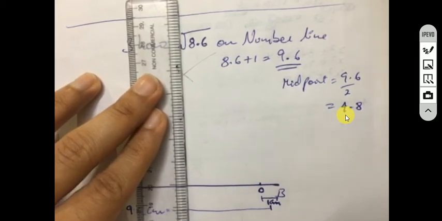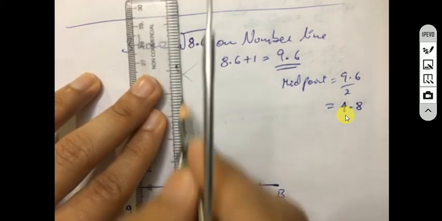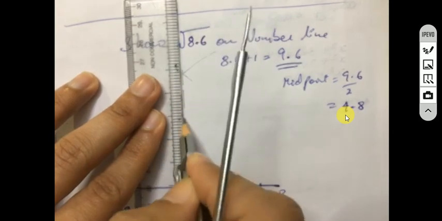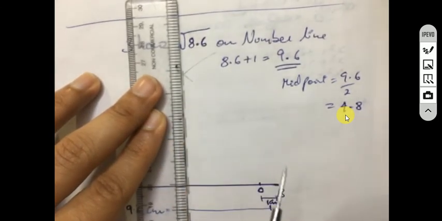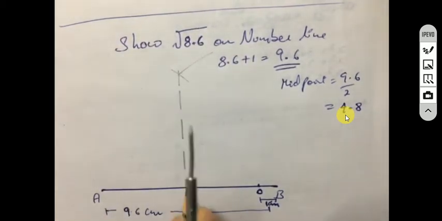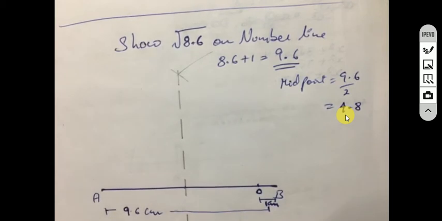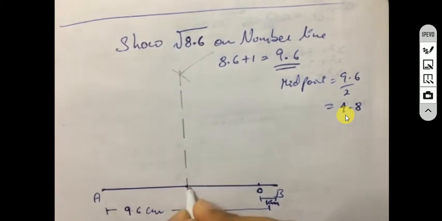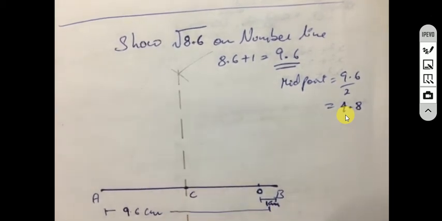Passing through these two points, I'll draw a line. This is a perpendicular bisector of this line. What is it for this line? Perpendicular bisector. Wherever it will cut is your point C, which is the center or midpoint of this line.